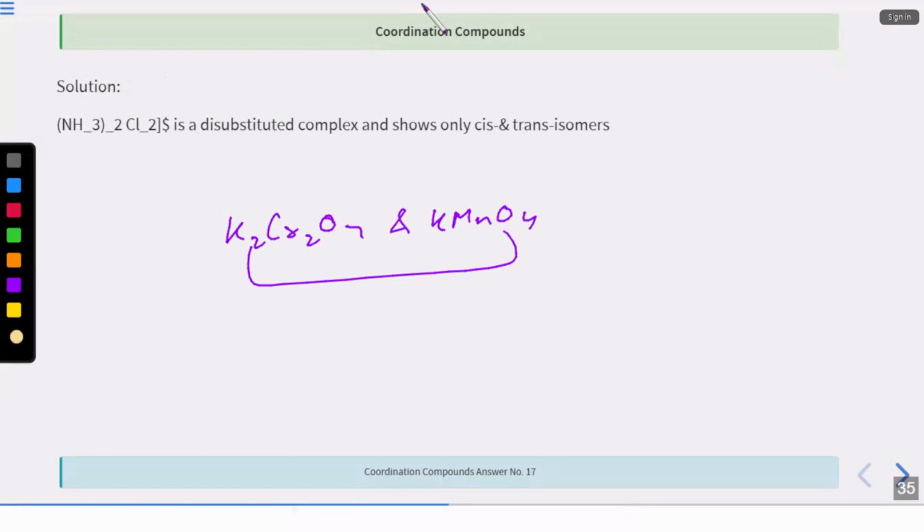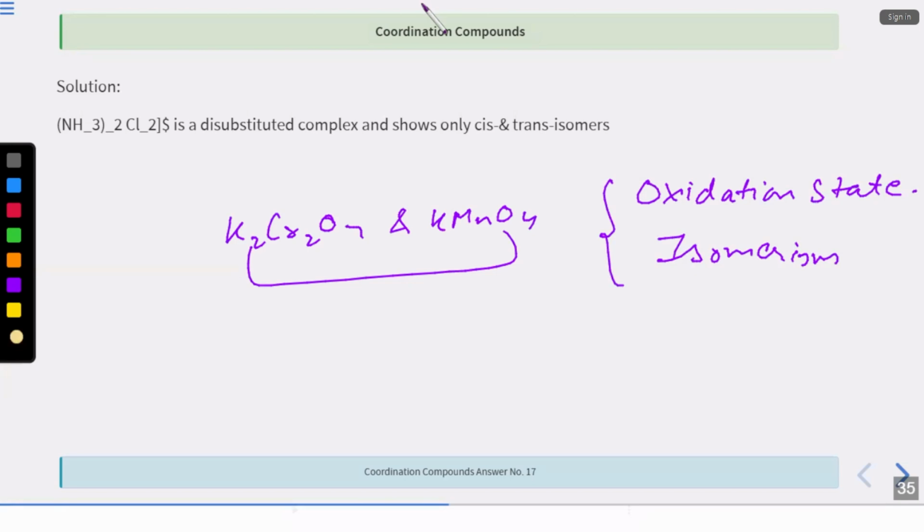And other than that, there are only three, four things. One is calculating oxidation state. Second is isomerism. If you know these things, then you can easily cater to questions of JEE Mains level at least. For JEE Advanced level, of course, you need to deep dive into hybridization also and different types of isomerisms. But for JEE Mains level, this sounds good.